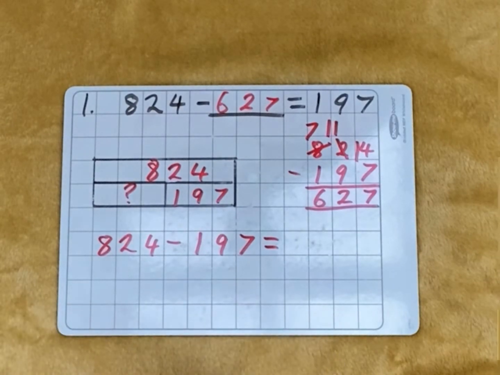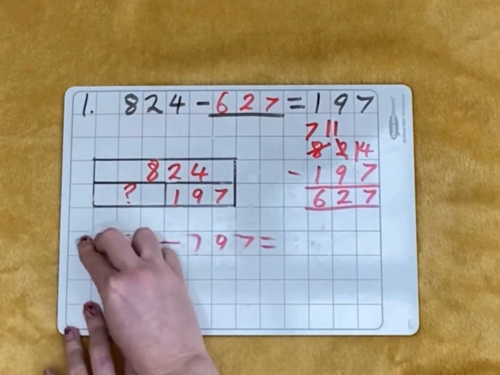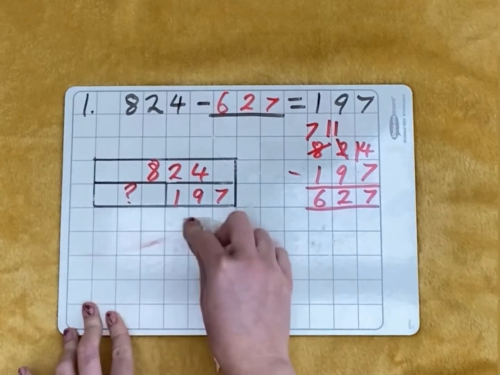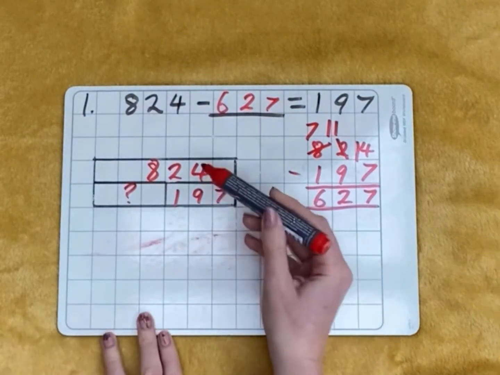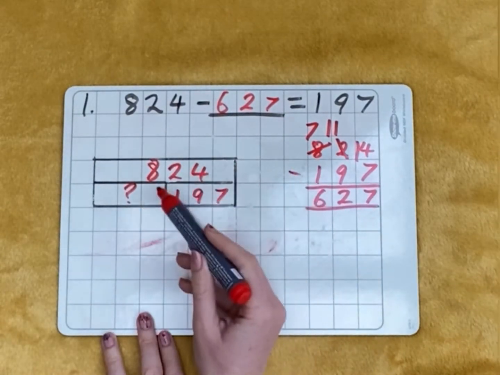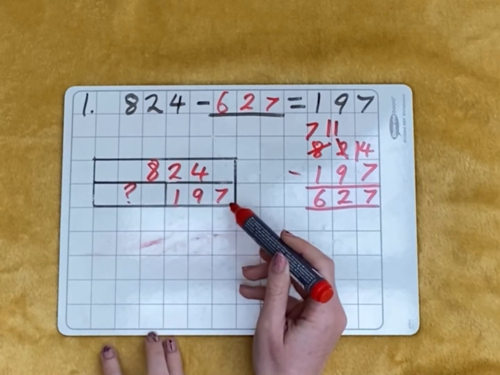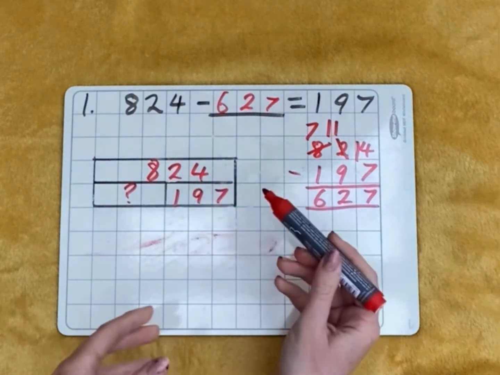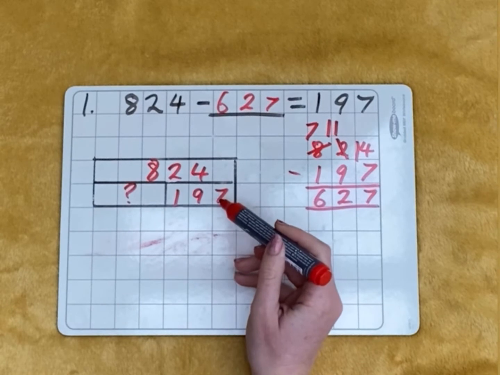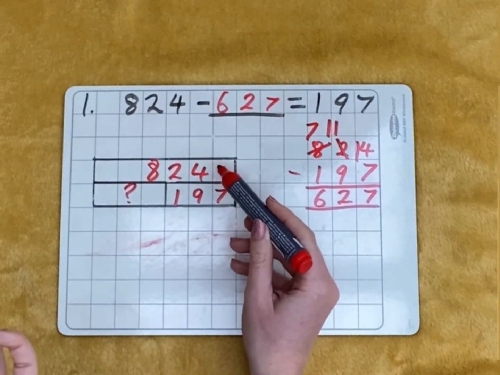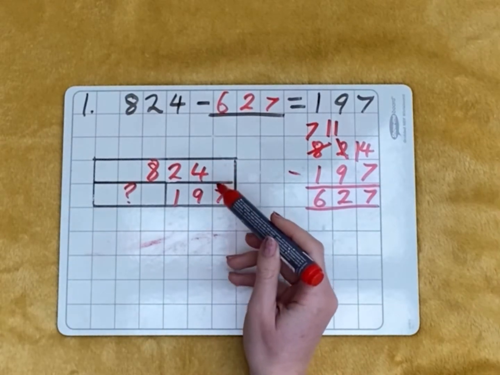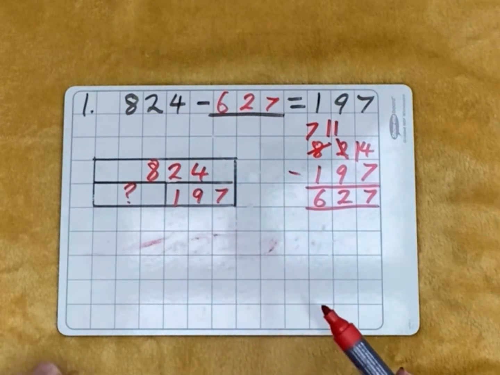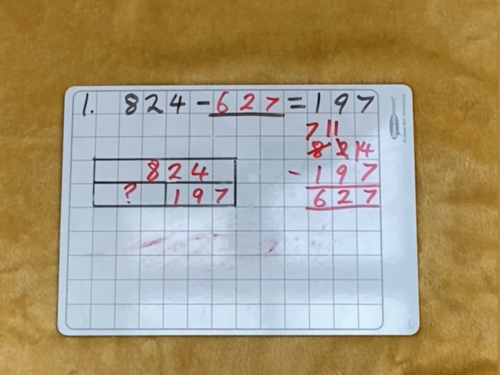Now, the main part where I could have gone wrong here would have been if I had come up with a different calculation. If instead of 824 minus 197, I'd thought, oh, I can add the whole and the parts and say 824 add 197, or make a subtraction that doesn't make sense, like 197 take away 824. So that's the part where we need to be really careful. Let's look at another question.